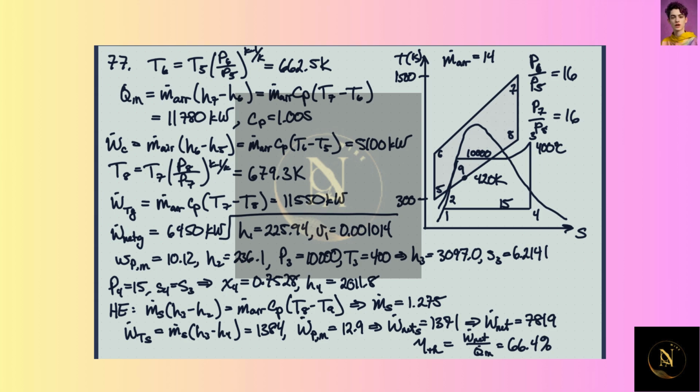So here we use 1 over 16 with the heat capacity ratio exponent, and we get a temperature at 8 of 679.3 Kelvin. So it's just slightly above what it was at 6. We can figure out the work out of the gas turbine: the mass of the air times the change in enthalpy, again using a constant heat capacity. And so we get a work out of the gas turbine of 11.55 megawatts.